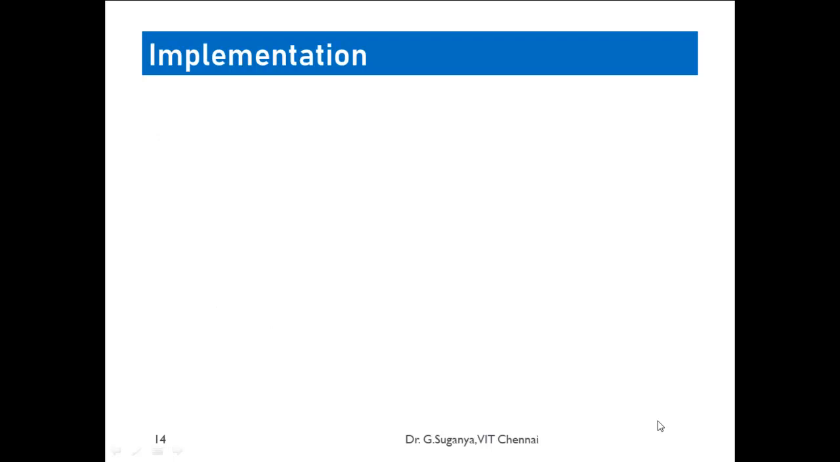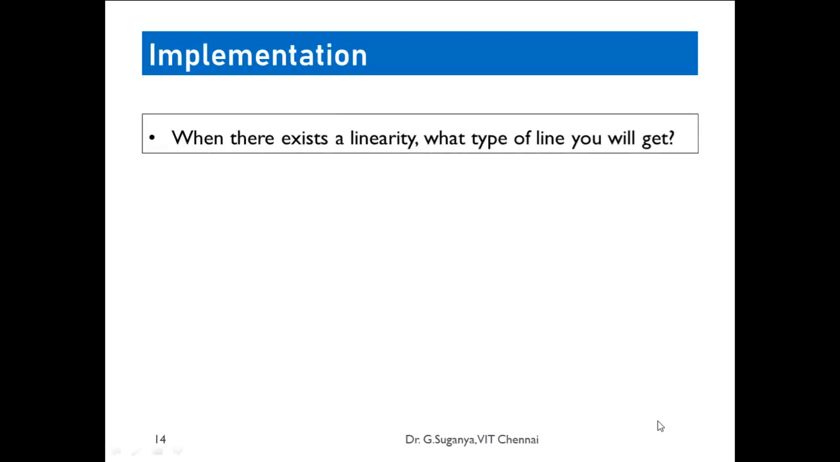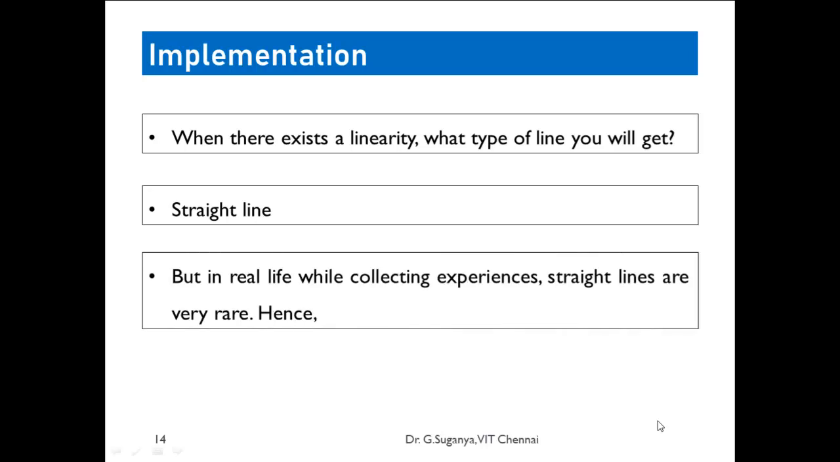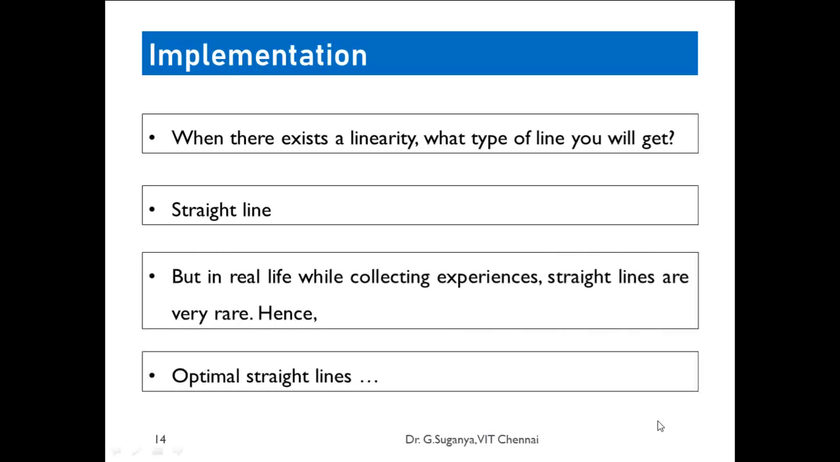Okay, coming to the implementation, how can we choose whether linear regression best suits your data set or not? When linearity exists, what type of line will you get? Yes, it's a straight line. But can you expect a complete straight line? No, obviously. If you look at the placements itself, you cannot always expect a straight line; in reality that's not always possible. Hence, an optimized straight line only is of interest to us.